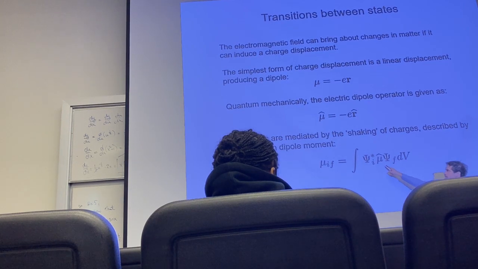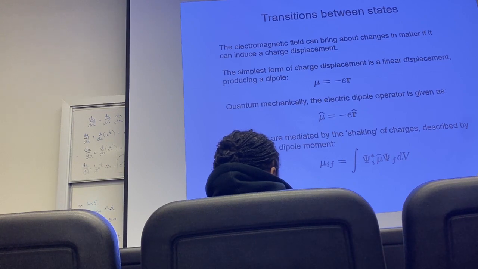The operator is in between, and then you integrate over the entirety of space. If you do that, and this integral is not zero, that means that the transition is allowed, which means you are allowed to move an electron from one state to another state with the help of light.